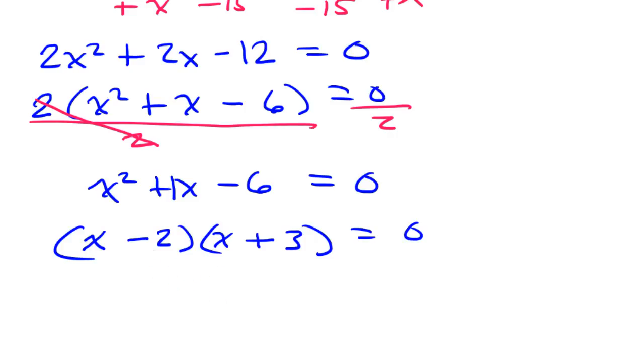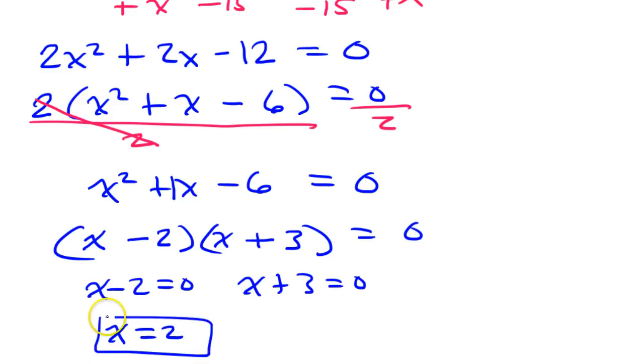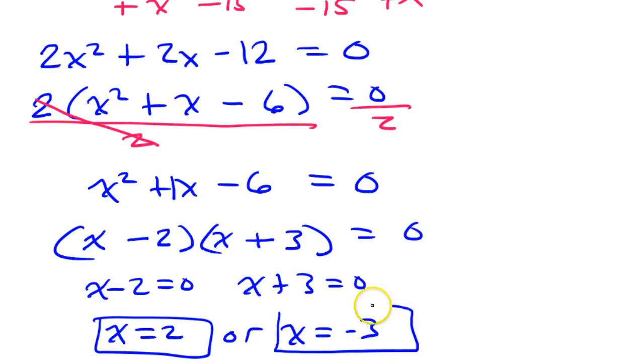Now that I have factored, it's time to set these factors equal to 0 to get my solutions. So x equals 2 or x equals negative 3, as long as those are not excluded values.